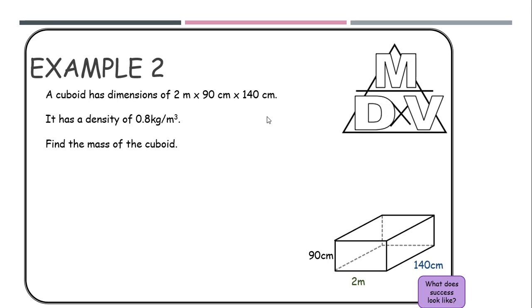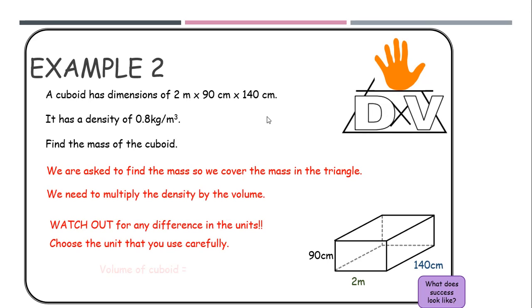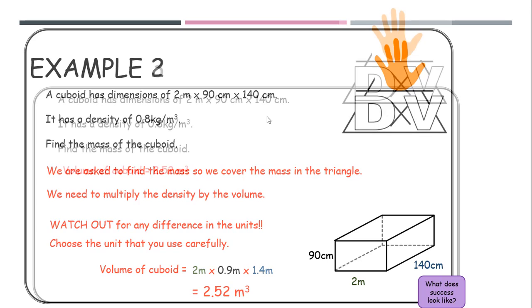We have chosen the other option, which is just converting the centimeters into meters. Why? Because the density is already given in meters, so it's easier to make only one step of conversion, right? So we started by simply converting centimeters into meters, and then we multiply the three dimensions together, right? And we get 2.52 meter cube, which is the volume of the cuboid.